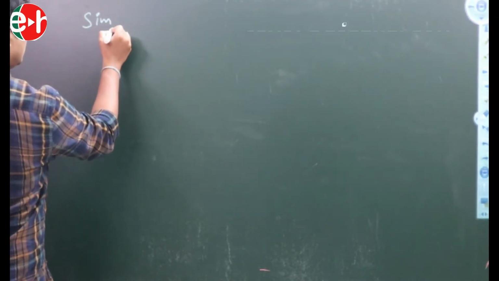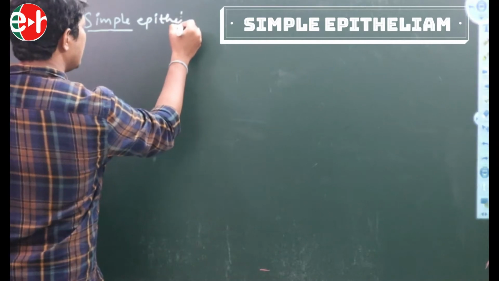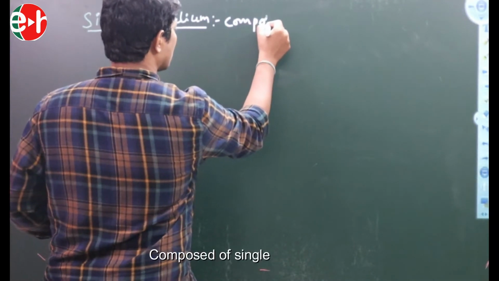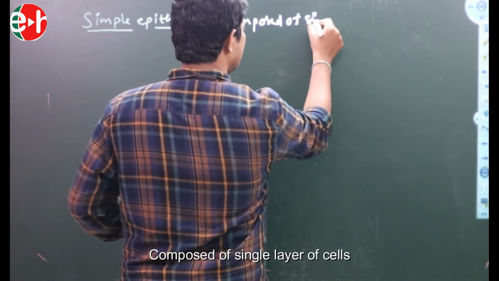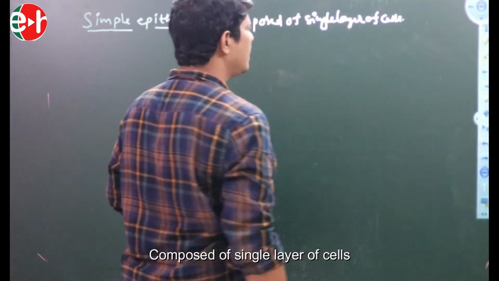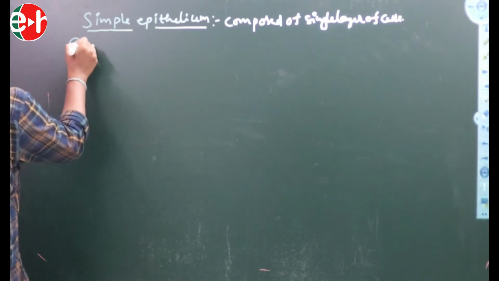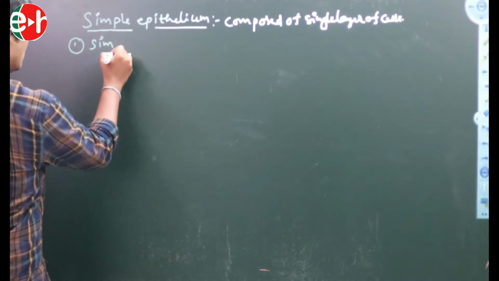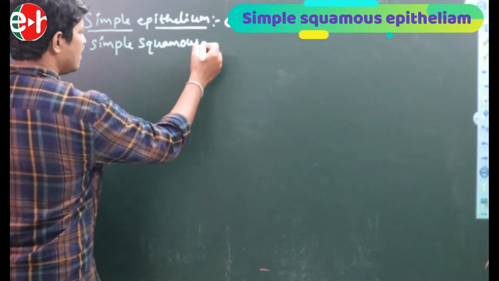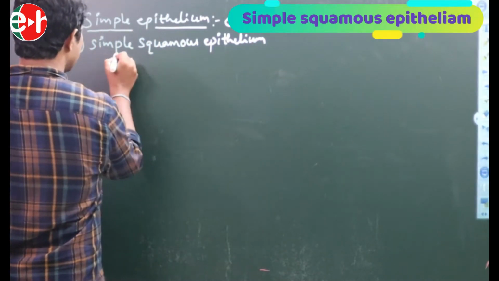First one is simple epithelium. This simple epithelium is composed of a single layer of cells. In that, the first one is simple squamous epithelium. This is the first one.